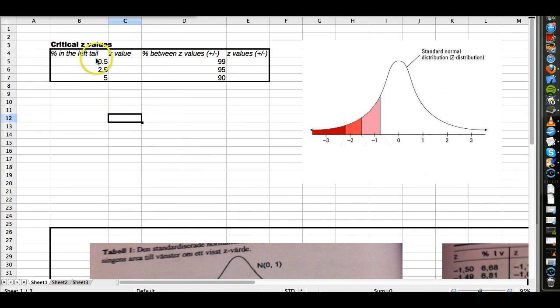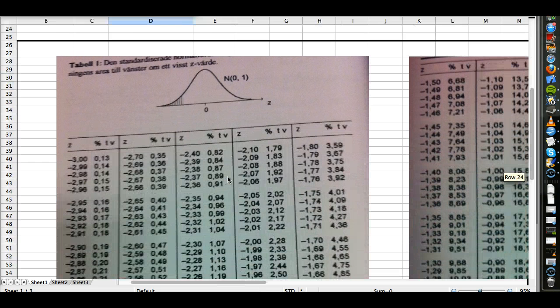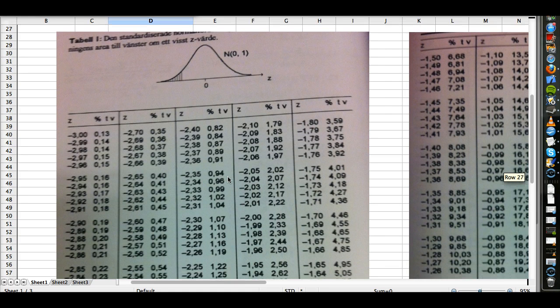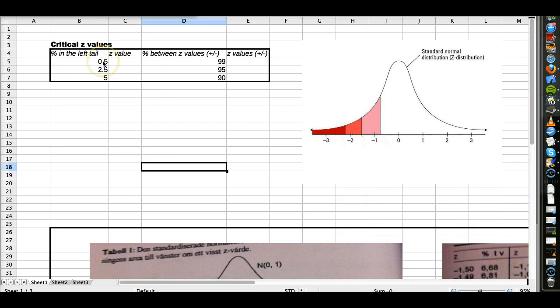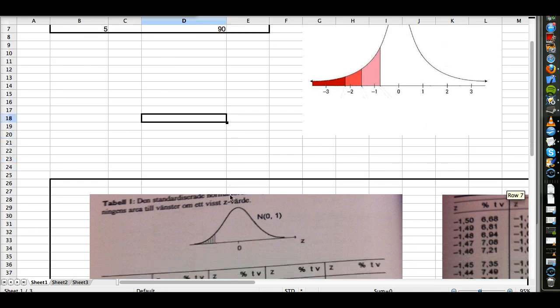So say I want to know the critical z value for when I have 0.5% in my left tail of the normal distribution. So we're going to be way out here somewhere. I just want 0.5% in my tail over there. What I do is I look in these tables, and in this table we have our z values, which is what we're looking for, and we have the percent to the left of our critical z values, which is indicated here by the shaded area. So as I said, we were looking for 0.5% to the left of our critical z value.